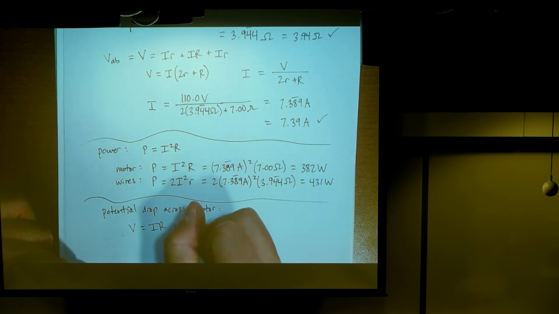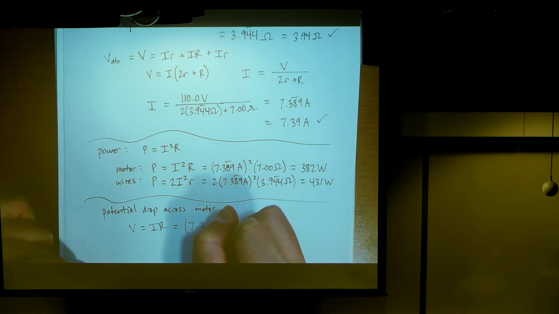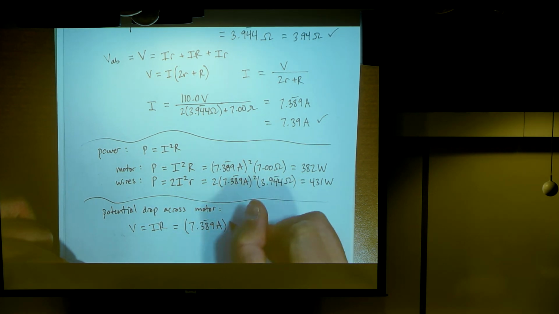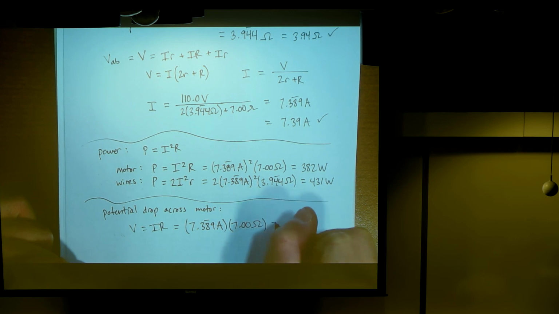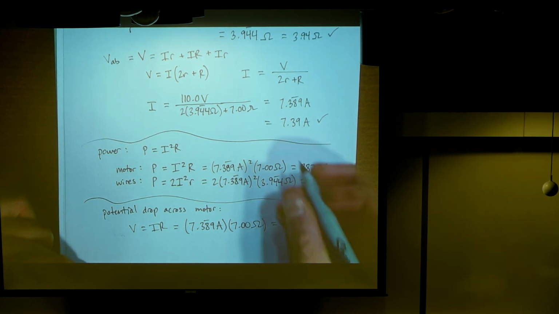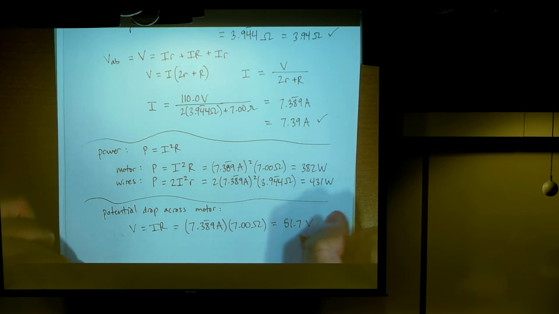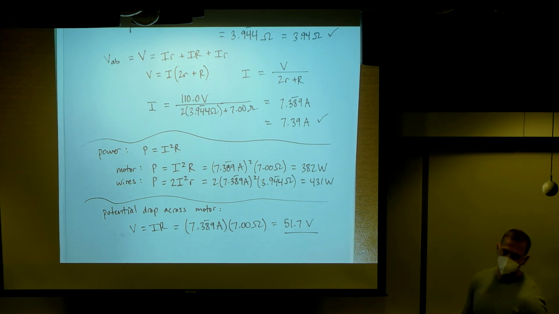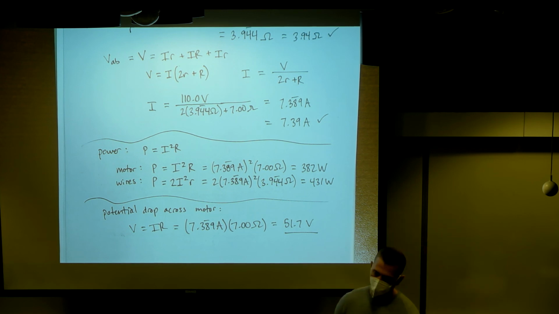Okay? So what's our current? That's 7.389 amps. What's our resistance? That's 7 ohms. Yeah, 51.7 volts. Okay, the rest of the potential drop, again, is across the connecting wires. So because you have this resistance in the connecting wires, your device is not getting the full voltage of your source, and a lot of power is being consumed by the wires and not being consumed by your device. That's what's happening here. That's it for today.